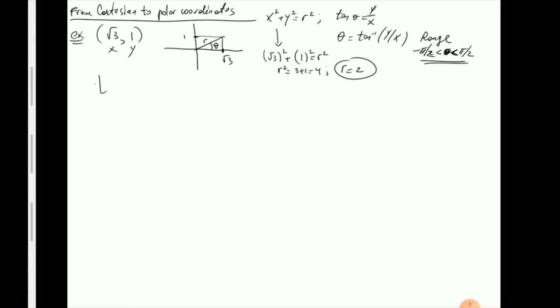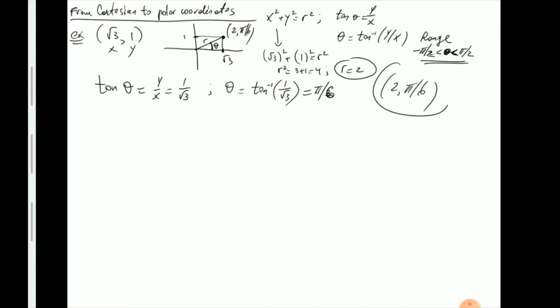Now for the angle, the tangent of the angle that you need to find is y over x, which is 1 over root 3. With the calculator, if necessary, or in this case you might recognize the angle, apply an inverse tangent, and that's going to be pi over 6, 30 degrees. The answer is in the first quadrant where your point is located. So the point in polar coordinates is 2, pi over 6, corresponding to the point root 3, 1 in Cartesian coordinates.